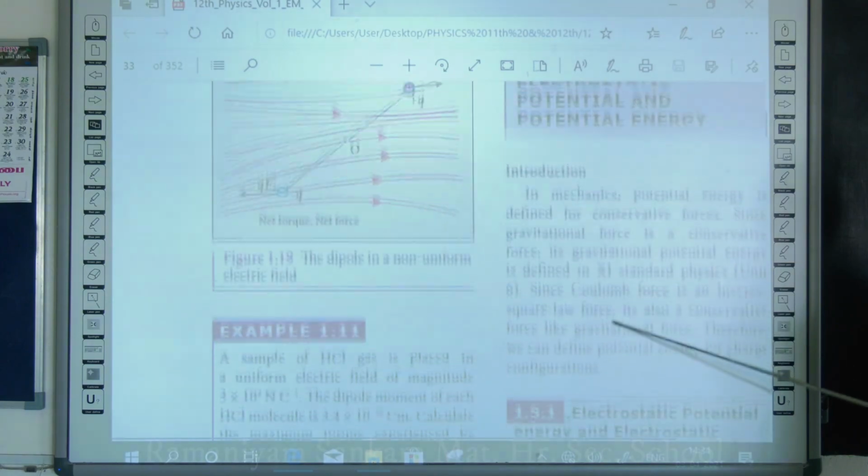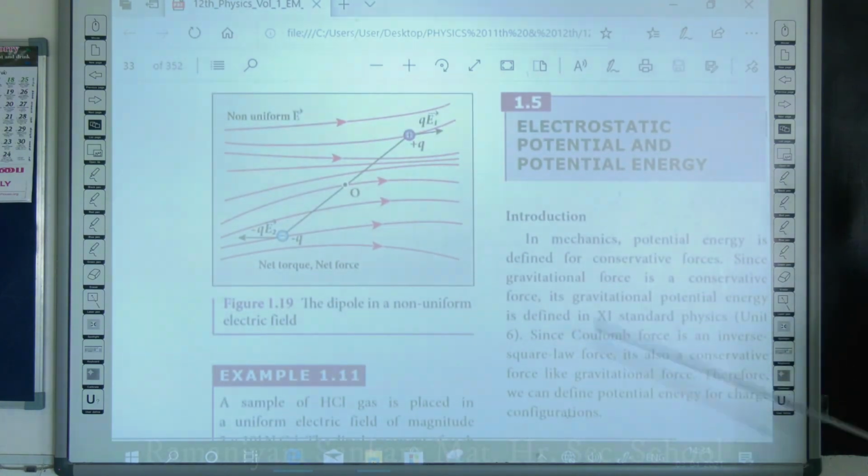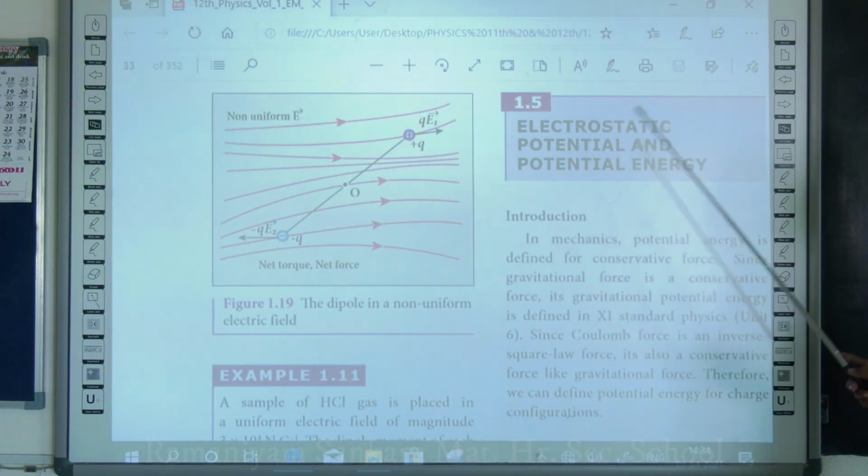Here we can go to the next part, 1.5, electrostatic potential and electrostatic potential energy, in the next class.